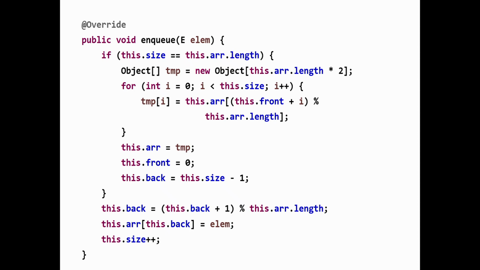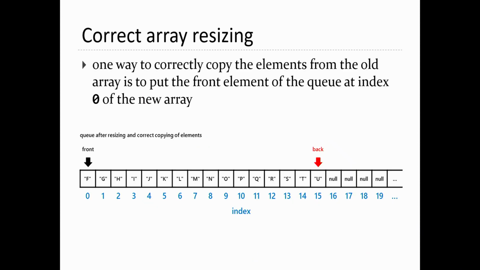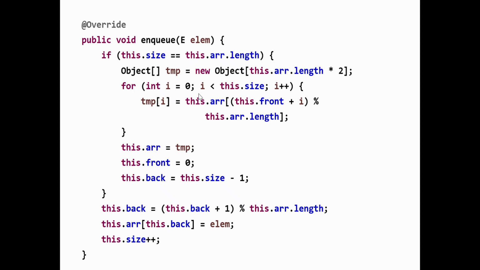Temp equals this dot array. Okay, so how are we going to do this? The destination index starts at 0. So I want to copy index 5 to index 0, then index 6 to index 1. The destination index goes up to the size of the original array minus 1. So I'm going to start at 0, go up to, but not including, the current size of the queue, going up by 1 each time. So i is the index of the destination array.